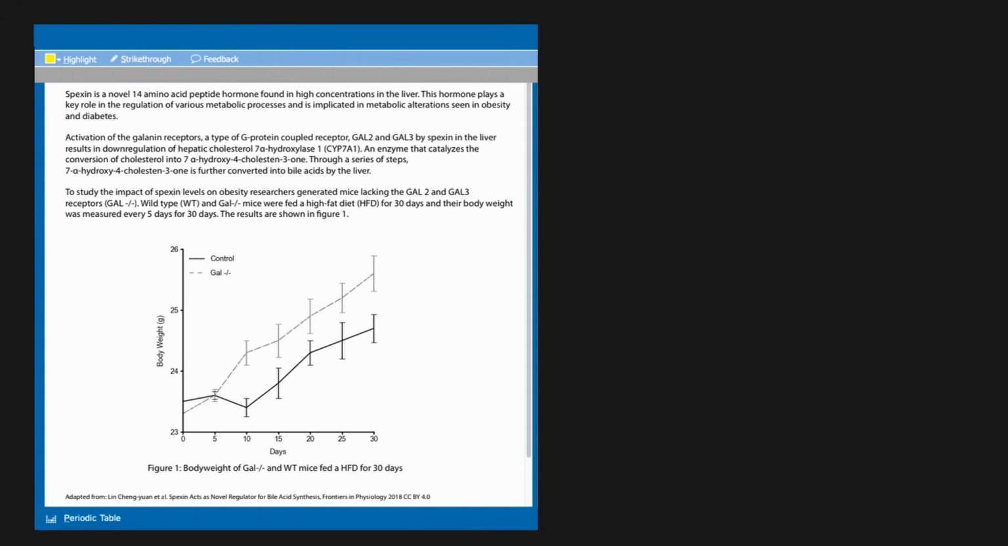This passage begins by saying spexin is a novel 14 amino acid peptide hormone found in high concentrations in the liver. This hormone plays a key role in the regulation of various metabolic processes and is implicated in metabolic alterations seen in obesity and diabetes.